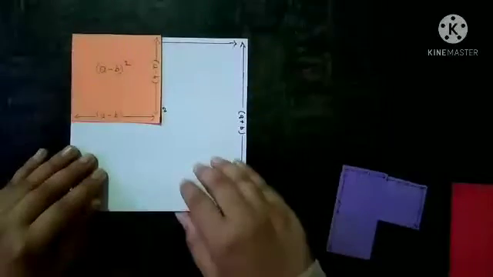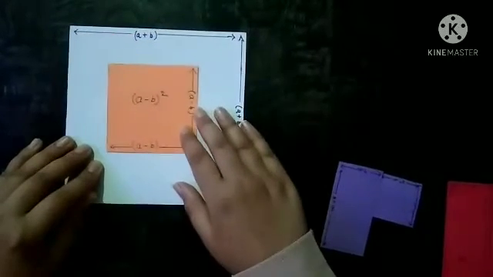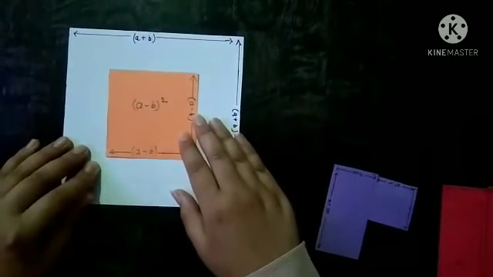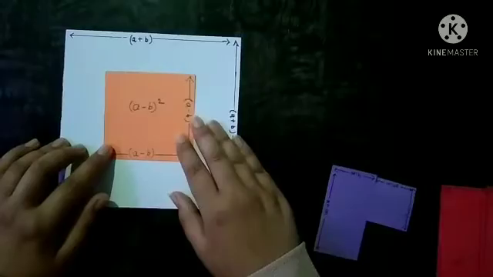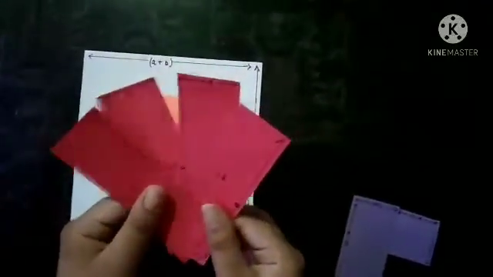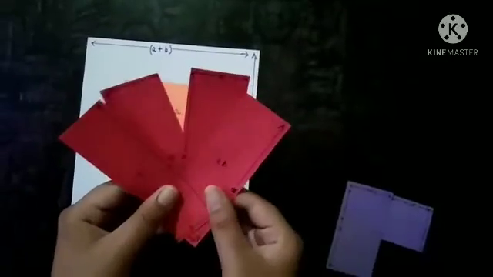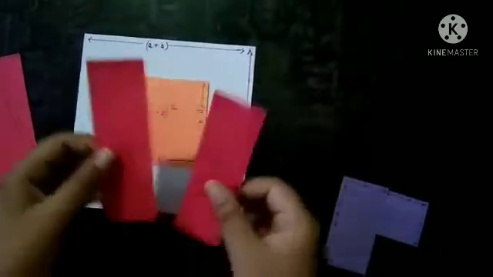Now what we will do is shift the position of (a − b)² and try to place it at the center. And now again we will take these four rectangular cutouts of 4ab and try to place them at the remaining portion.